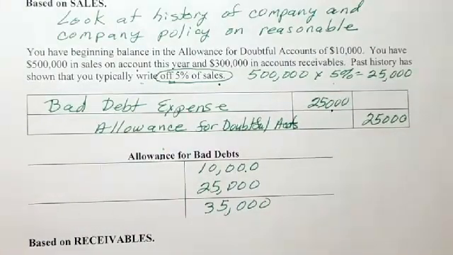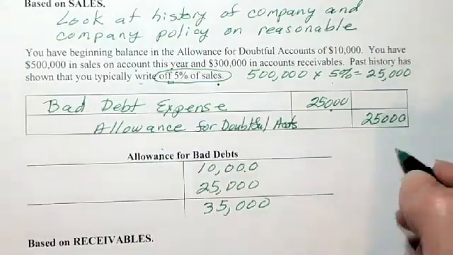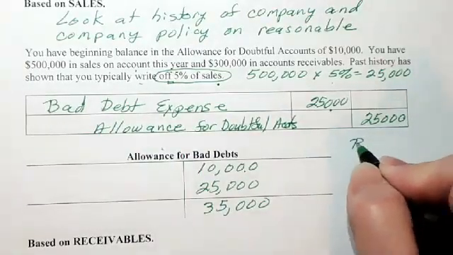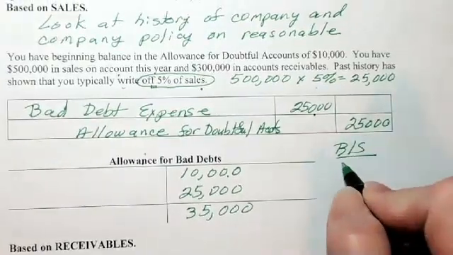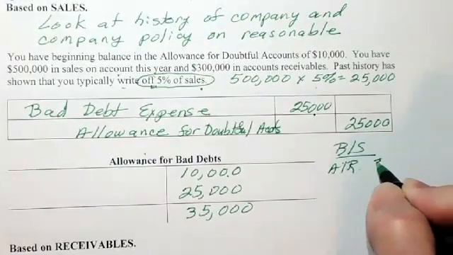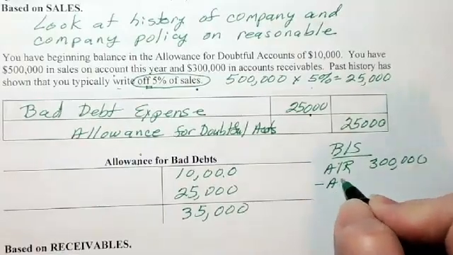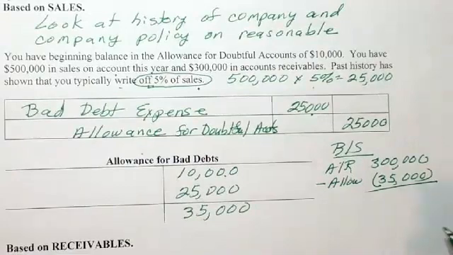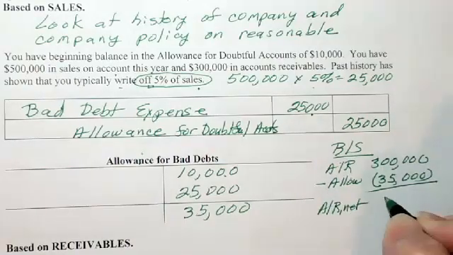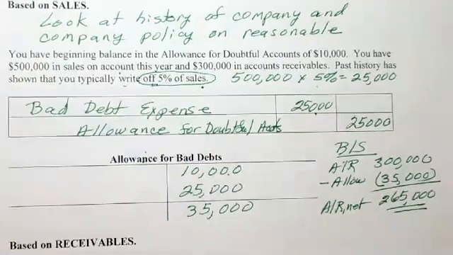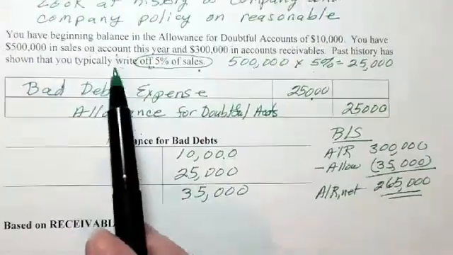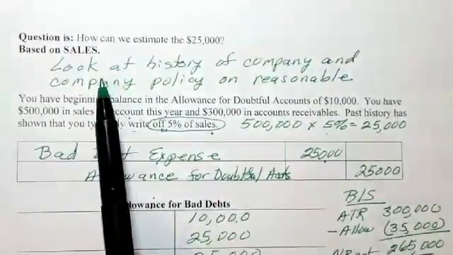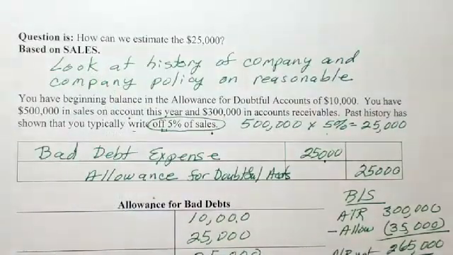So of your total accounts receivable, we would have our 300. Let me put my balance sheet over here. I would have my accounts receivable of 300. I take out my allowance of 35. So the total amount that I have for net accounts receivable is 265. So that's basing it on sales. You come up with a percent of, for every $100 of sales that you make, you think $5 won't be collected.